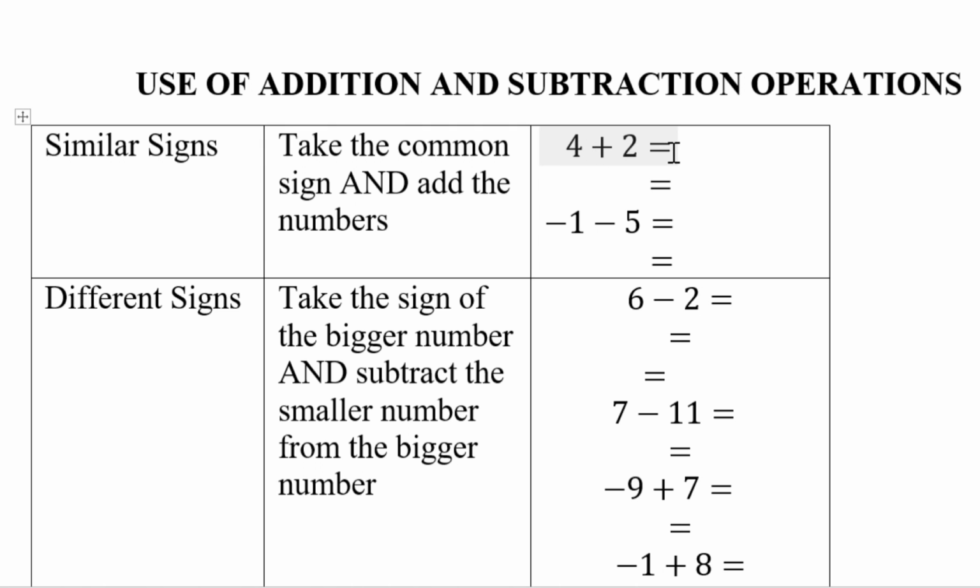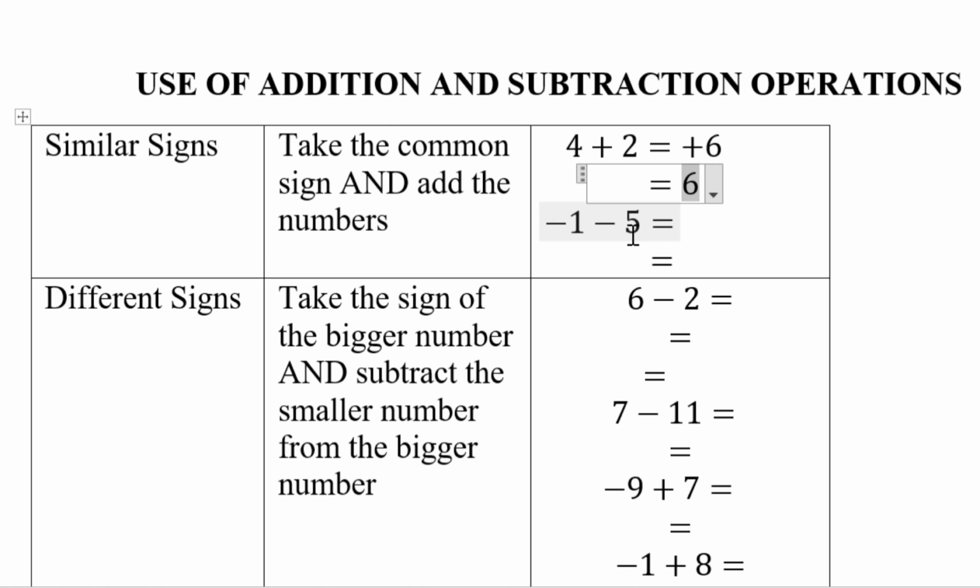So this will be plus 4 plus 2, giving us 6. And this is what we normally write as 6 like that. We have -1 minus 5. This one has negative sign, and this 5 has a negative sign here. So the two numbers have similar signs.